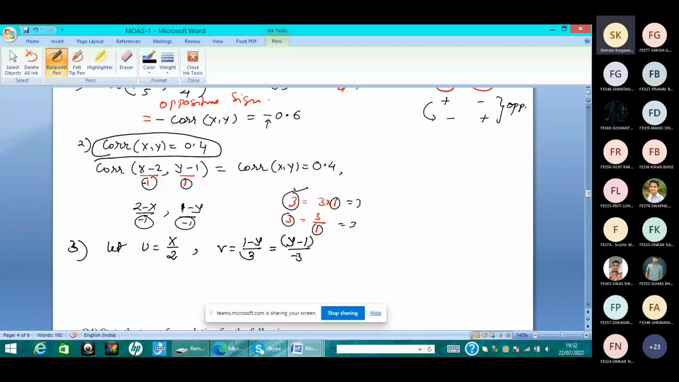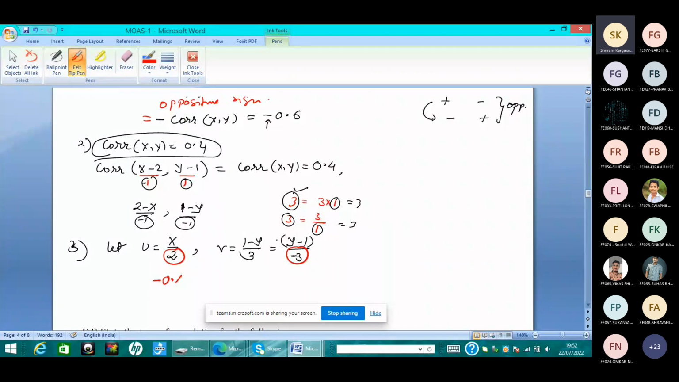So 1 minus y upon 3 means it is minus y minus 1 upon 3. I did a final step here. Minus 3, I have written here. So what is happening here? Here and here, opposite sides. So here the correlation value will be minus 0.4.